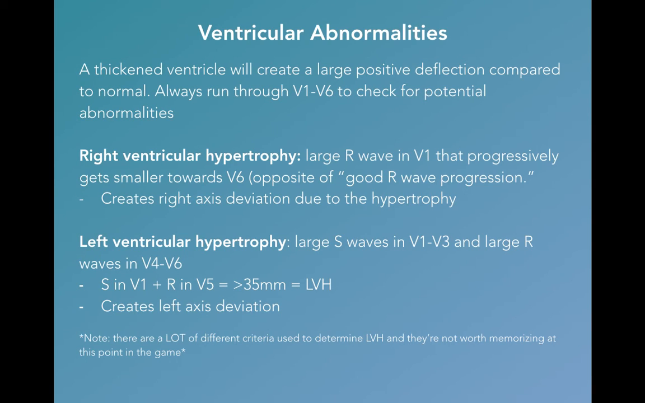And again, for left ventricular hypertrophy, you're going to see left axis deviation, which would be positive in lead 1, negative in lead 2, and negative in AVF.